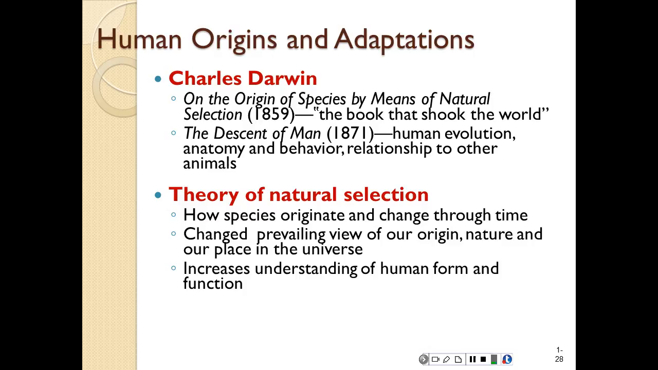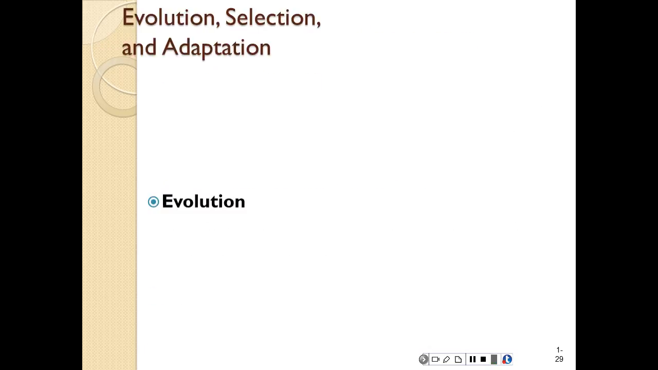Now when we look at the theory of natural selection, it is basically how species originate and change throughout time. The change is prevailing knowledge of our origin, nature, and our place in the universe, and it increases our understanding of human form as well as function.